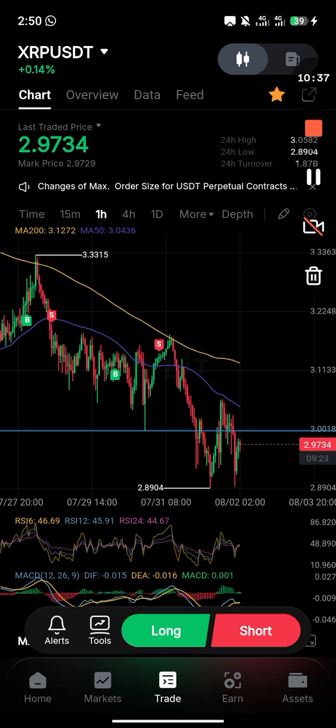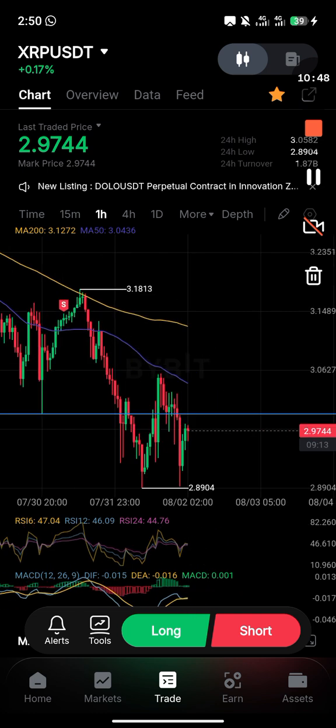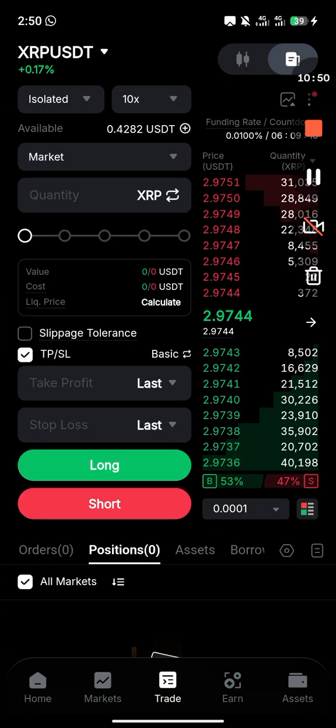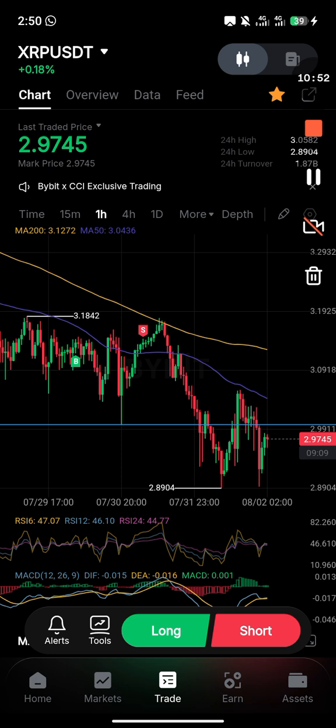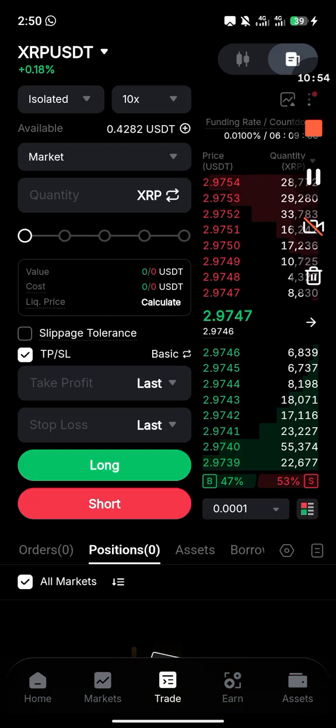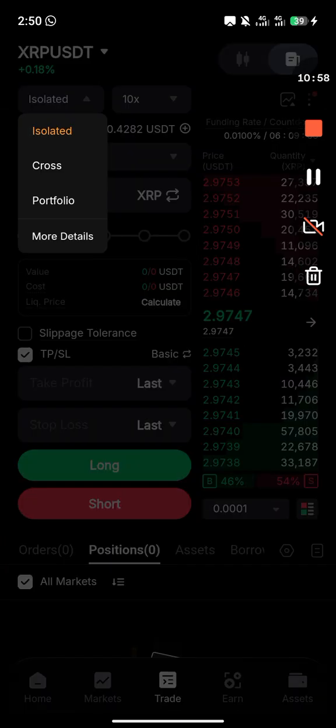If you believe that the price of SRP will go up, you will long. If you believe that the price of SRP will go down, you will short. Both of them are profitable. So if I believe that SRP will go up in price, I will long. If I believe that SRP will go down in price, I will short. That is it. This place is called margin. We have isolated and cross.